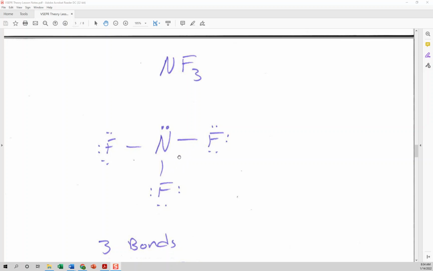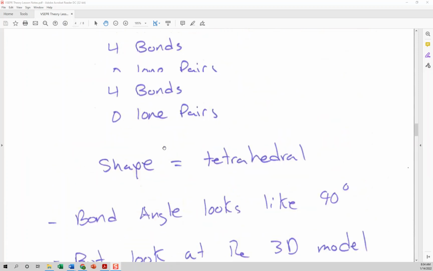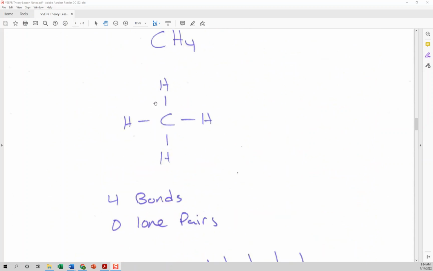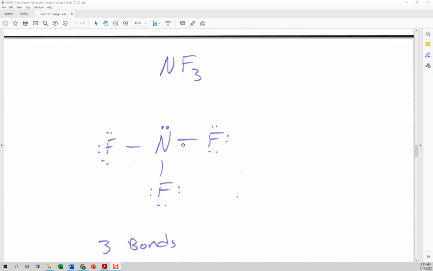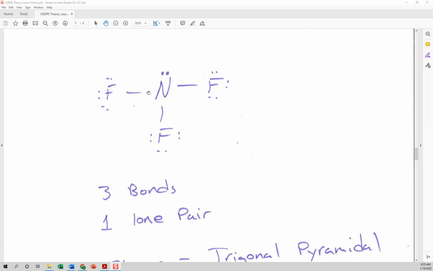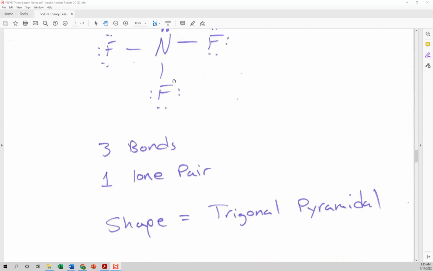But let's go to the shape. All right, so I got 3 bonds. I got 4 domains, but I don't have the same types of domains I have here, right? This was 4 bonding domains, 0 lone pairs, so that's tetrahedral. So since I have 4 domains, but they're not all bonds, this is going to be a different shape. It's not going to be called tetrahedral. All right, so 4 bonds, 1 lone pair.